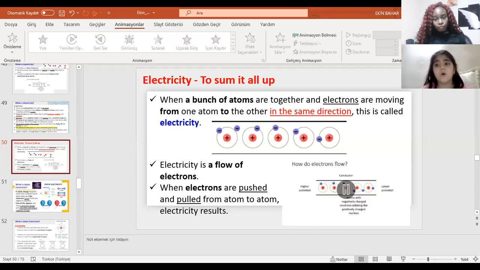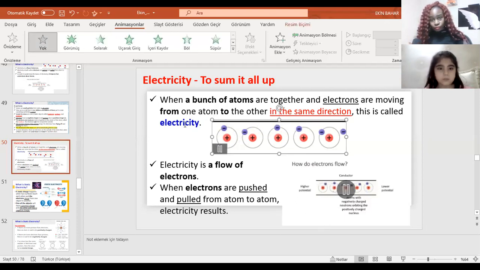Okay, so the last class, we talked about electricity, and now I am going to summarize electricity. So let's start.